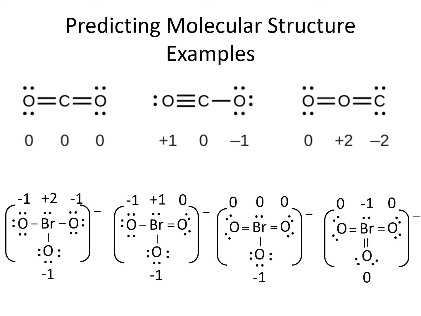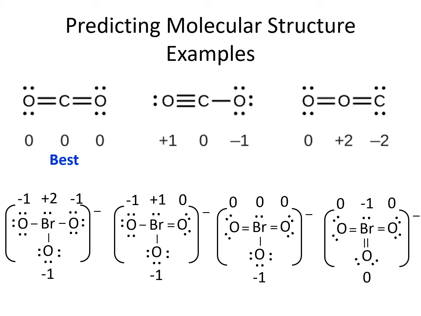In the top example on this slide, we have 3 options for the CO2 molecule. The one on the left has the lowest formal charges, so we choose that one. Notice that the option on the right has an oxygen in the middle instead of carbon, giving it the largest formal charges. This is why we put the least electronegative atom in the center of our Lewis structures.